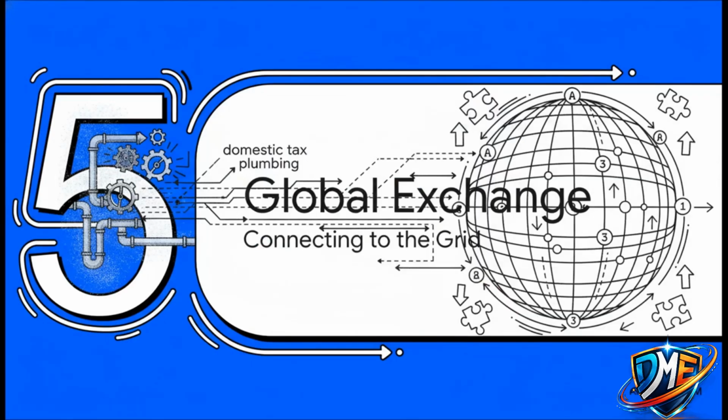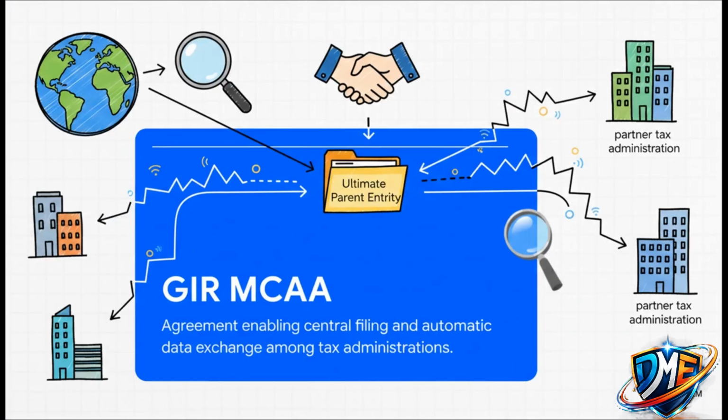Finally, we arrive at Section 5, global exchange, connecting to the grid. Connecting to this grid is achieved through the GIR-MCA, the Multilateral Competent Authority Agreement. Guys, this is a total game changer.